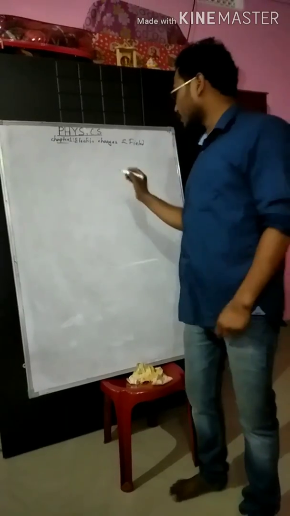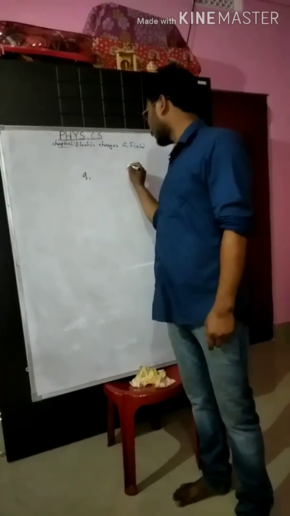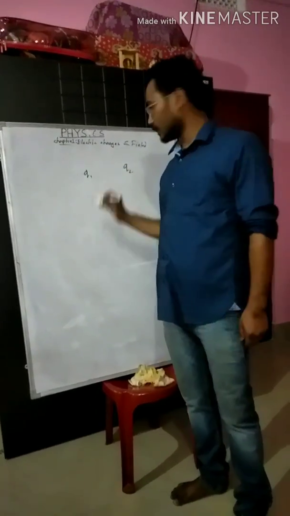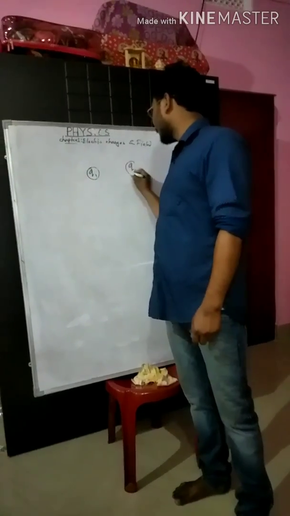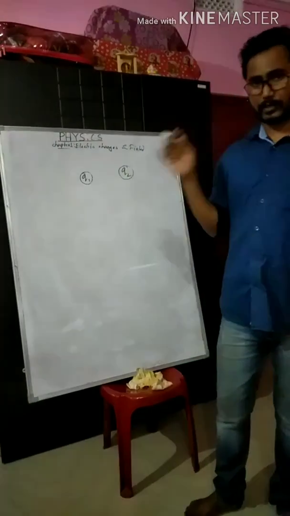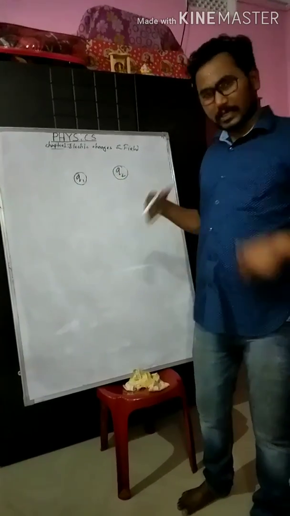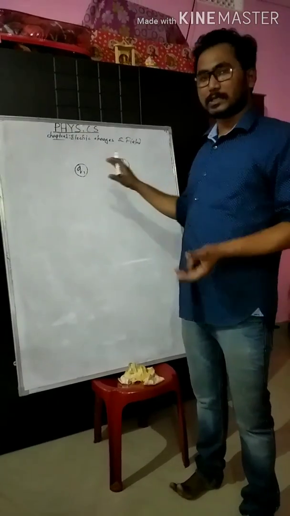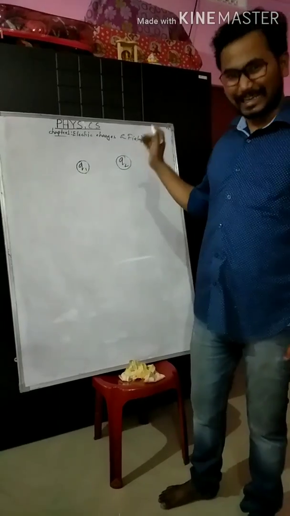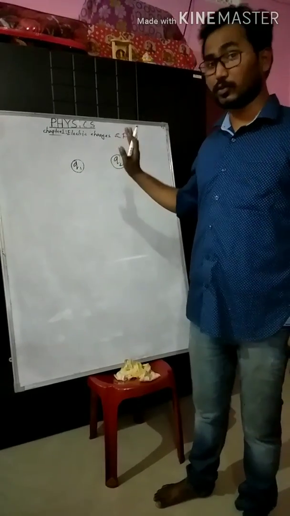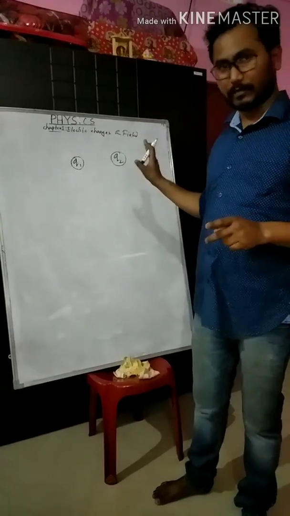Suppose here I am taking two charges, Q1 and Q2, right? Now I don't know whether these two charges are positive or negative. That means we can't say the direction right now. So I am just assuming there are two charges, Q1 and Q2. So there should be a repulsive or attraction force, because we don't know whether it is positive or negative.